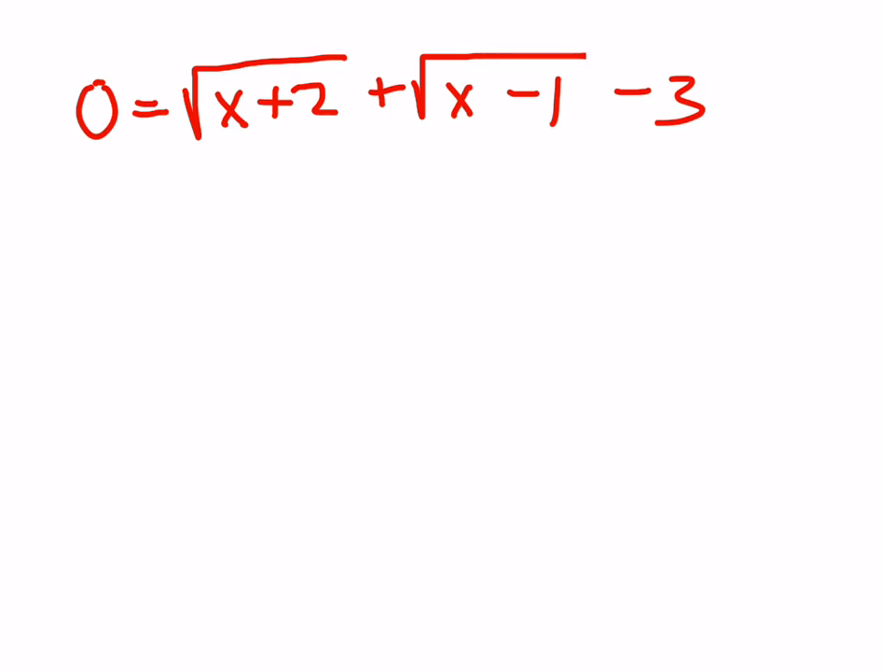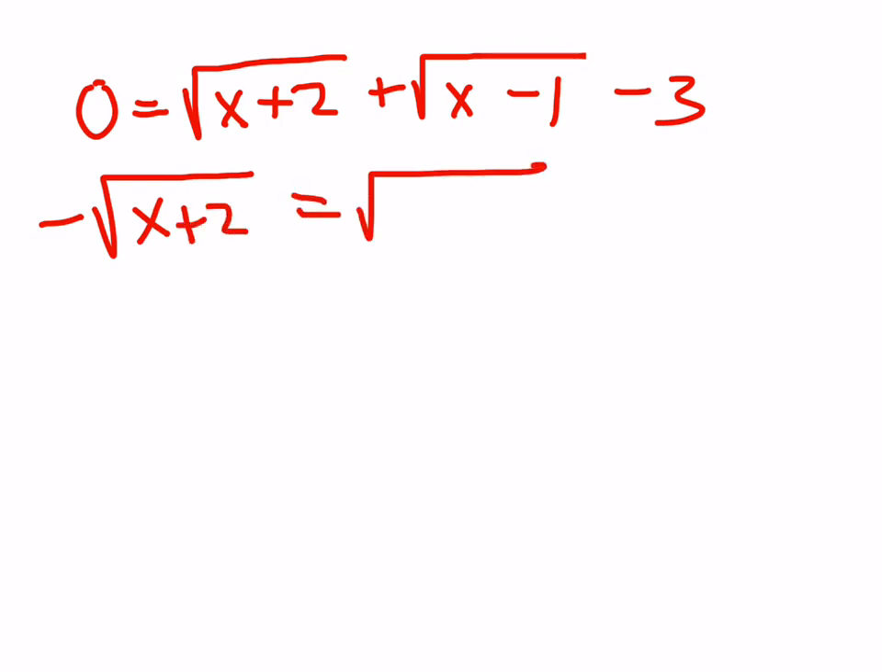So here we got an equation that we got to solve with two square roots. Whenever we have that, the first thing we need to do is move one square root to the other side. Let's go ahead and subtract the square root of x plus 2 from both sides, and we've got something like this. And now we're going to square both sides to get rid of those radicals.